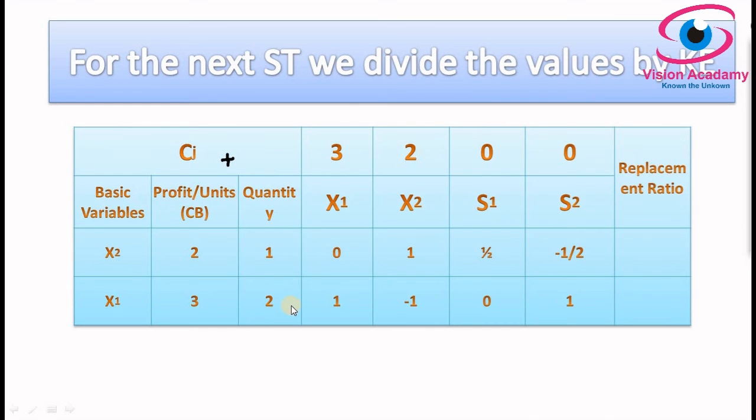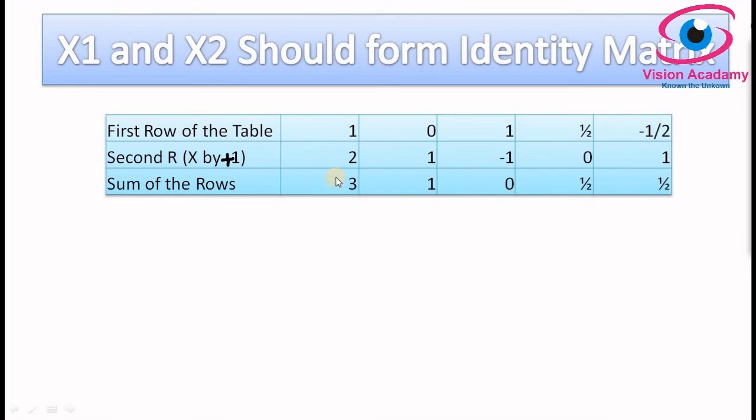That is 2 into 1, 1 into 1, minus 1 into 1, 1 into 0, 1 into 1. The same second row I have considered here, 2 into 1 multiplied by 1, and the respective values we have here. Now after doing so, we will take the sum of both rows: 1 plus 2 is 3, 1 plus 0 is 1, 1 plus minus 1 is 0, 1/2 plus 0 is 1/2, and minus 1/2 plus 1 is 1/2.